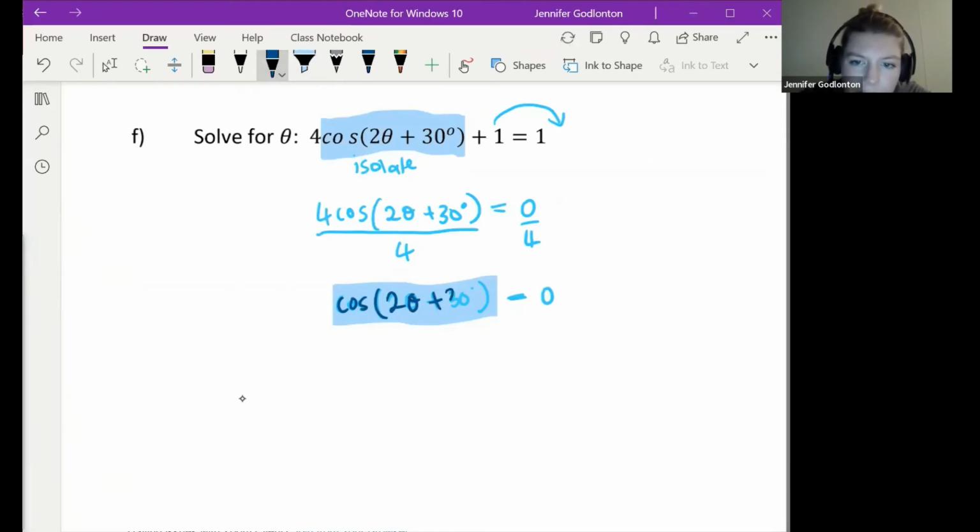How did we feel about getting to that position, to getting the 2 theta plus 30 isolated? I did the exact same thing, but I didn't write the 0. I didn't think we should write the 0. You definitely need to write that 0. That 0 is very important. Okay, ma'am. Thank you. Yeah, but now we know.